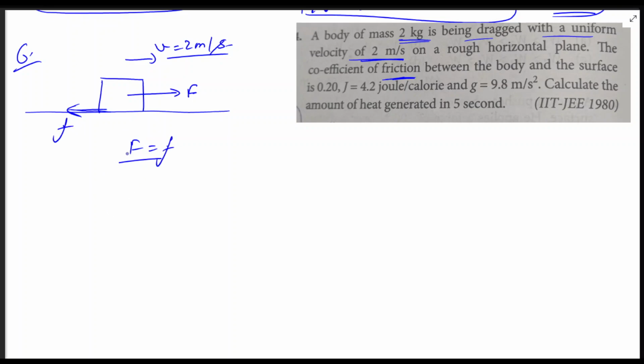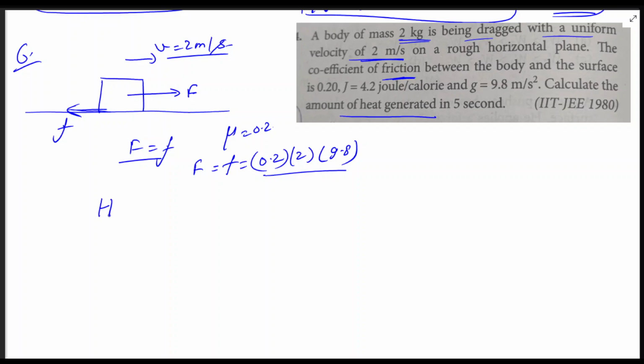Okay, perfect. So the coefficient of friction is also given, which is 0.2. So I can just write friction will be mu mg, m into g, 9.8 we have to take. So this is F, right? This is our friction, so it must be equal to F, right? Now I have to find the heat generated.